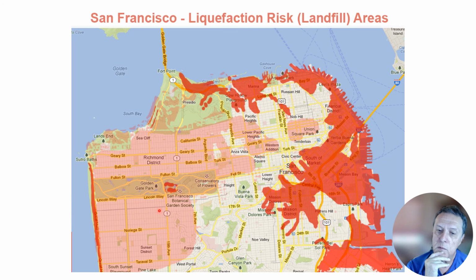So let's look at some case studies of major earthquakes and the major risks and vulnerabilities that they present to land use and to where people live and how they live. This is the San Francisco Bay, San Francisco Peninsula. North is up, of course. All these red areas are areas of what we call liquefaction risk.